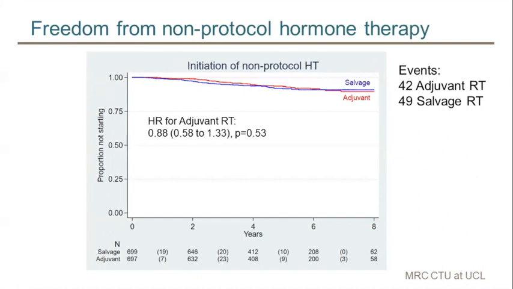And the same is true for another measurement, which was freedom from non-protocol hormonal therapy, which is, in other words, where I said that the patients were started on hormonal treatment by their clinician because they had concerns about recurrence. And basically, the two lines overlap again, and that means there's no difference at all. So basically, this is good news in terms of the fact that we think it is entirely safe to not give radiotherapy straight away after an operation, even if they have one or two of the high risk features, because the salvage radiotherapy option is just as good as giving them radiotherapy up front.